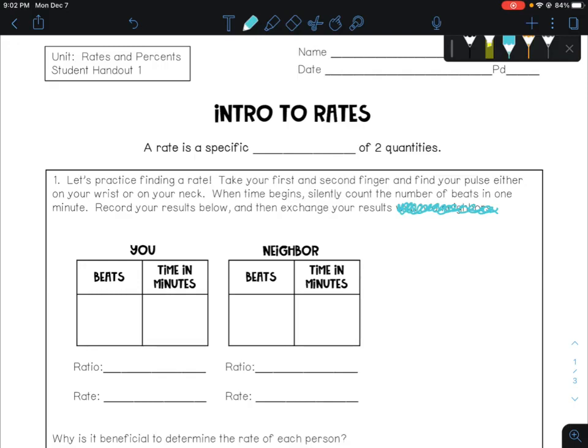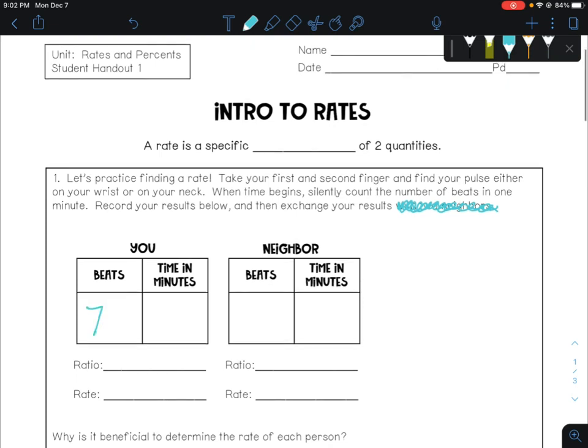Okay, so I already counted mine and I got 72 beats in 1 minute because remember we're recording for 60 seconds. What I'm going to do right now is pause the video, and then when you push play again, it's going to record for 60 seconds, and then it'll ask you to type in what you got for your beats per minute. Okay?